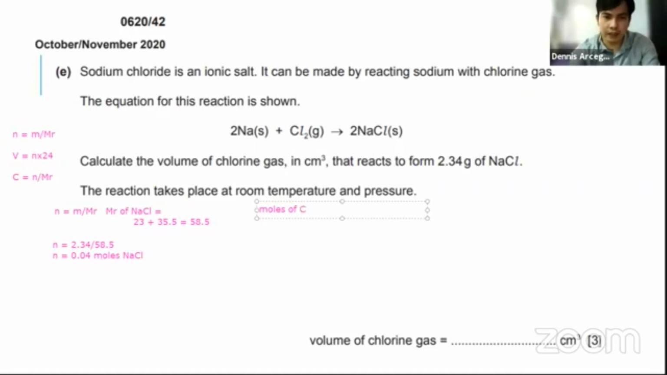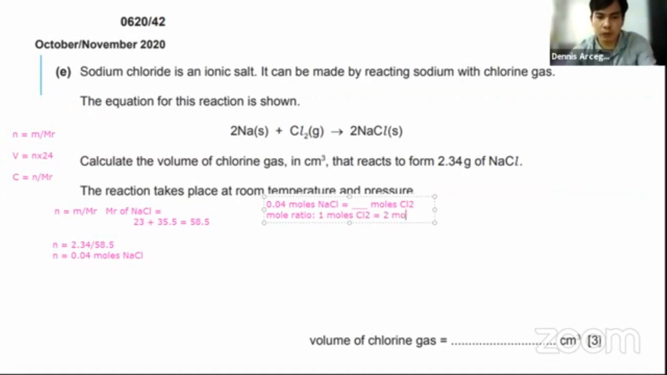The next thing will be you have to identify the moles of chlorine gas, Cl2. Okay, this is about moles to moles. So what you need to do is to identify the mole ratio. Let me write 0.04 moles NaCl. How many moles of Cl2 is that? So what you need here is the mole ratio from the equation. The mole ratio there is 1 mole of Cl2 equals 2 moles NaCl. Okay, it means in every 1 mole of Cl2, it will produce 2 moles of NaCl.